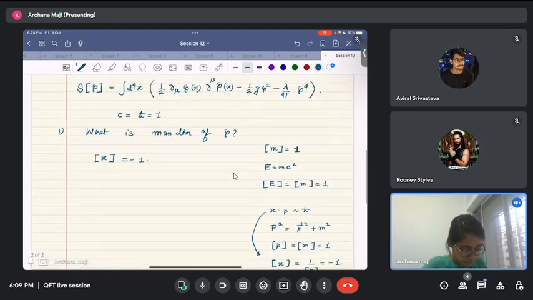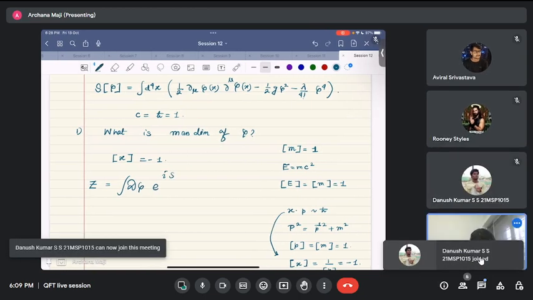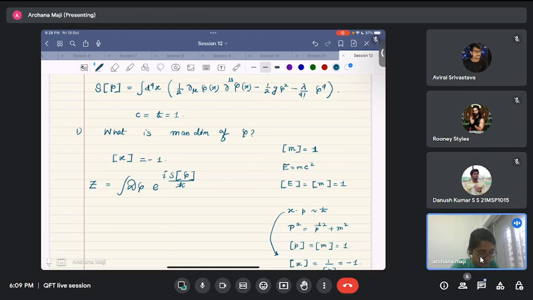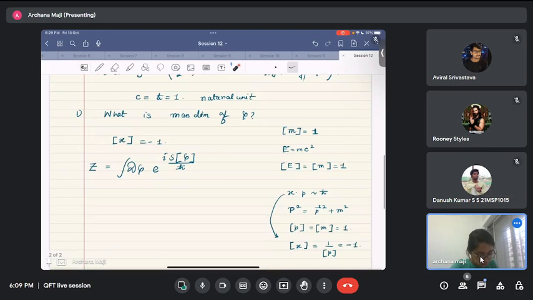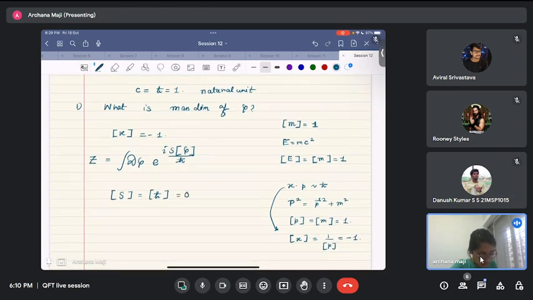Now if you remember, the partition function is equal to the integration over all field configurations of exponential of i times the action functional divided by ħ. But we had been choosing this natural unit, so we didn't write ħ explicitly. From here you can see that the mass dimension of the action is the same as the mass dimension of ħ. Since ħ is 1, that means the mass dimension of S is 0.